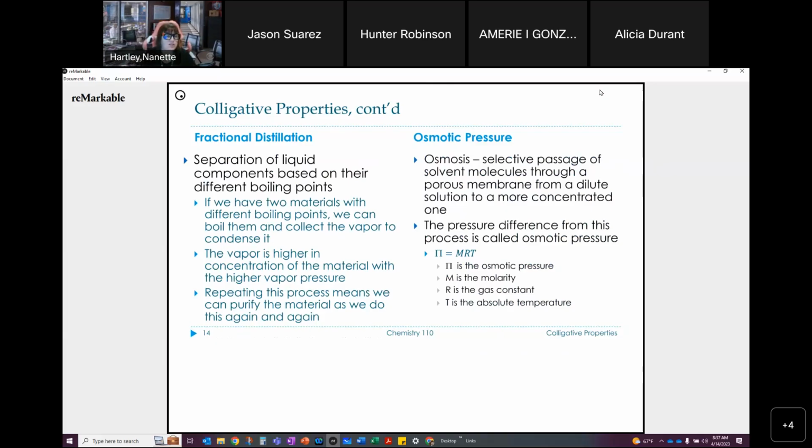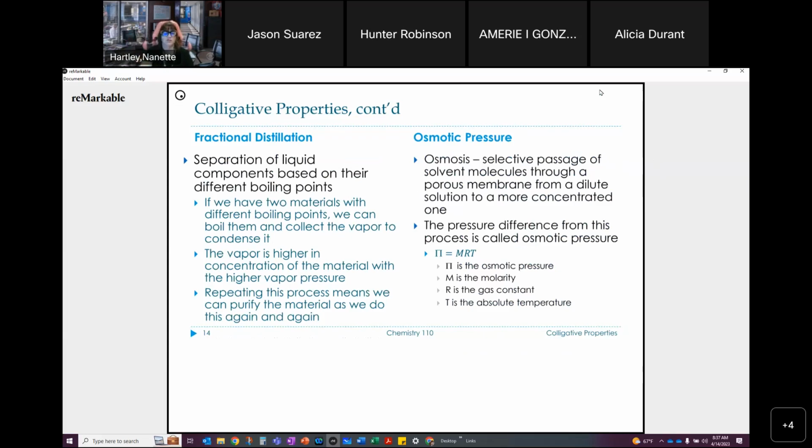It's obviously going to collect the thing that is most in the vapor phase. So the thing that has the lower boiling point will be the thing that's most in the vapor phase. The vapor is higher in concentration of the material with a higher vapor pressure. Again, lower boiling point, higher vapor pressure. And we can repeat this process. Each time that I do this, I end up with more pure material, right?